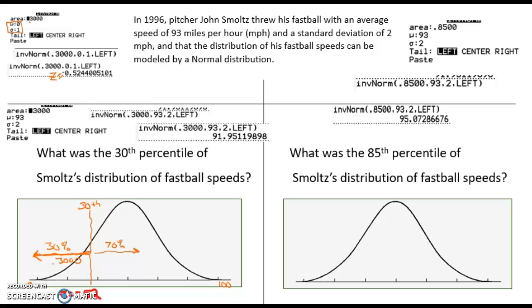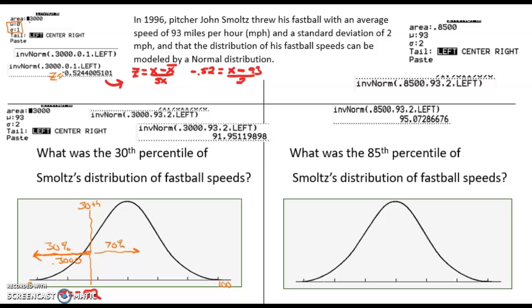Now, what you could do is, once you know the z, then you'd come over here to the formula. And we do know that z is equal to our x minus our mean, and we're going to divide that by standard deviation. So if you plug them in, think about this. We know the z is negative 0.52. That's going to be equal to, we don't know the actual pitch yet, minus the mean was 93. We're going to divide that by 2.